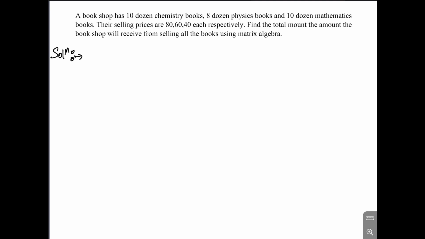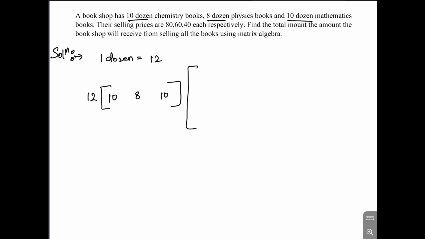As per the question, 10 dozen, 1 dozen equals 12 items. So for that, we have to consider 12 and the matrix: total 10 dozen, 8 dozen, as well as again 10 dozen mathematics books were there. So 10, 8, 10 values we can substitute. Their selling prices are 80, 60 as well as 40 here. 80, 60, 40.